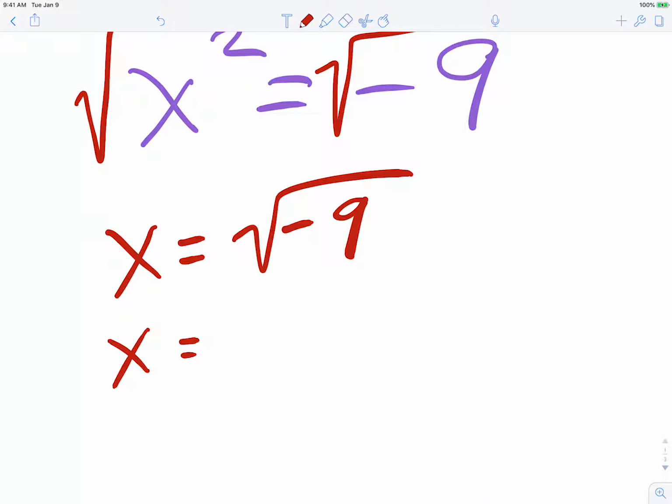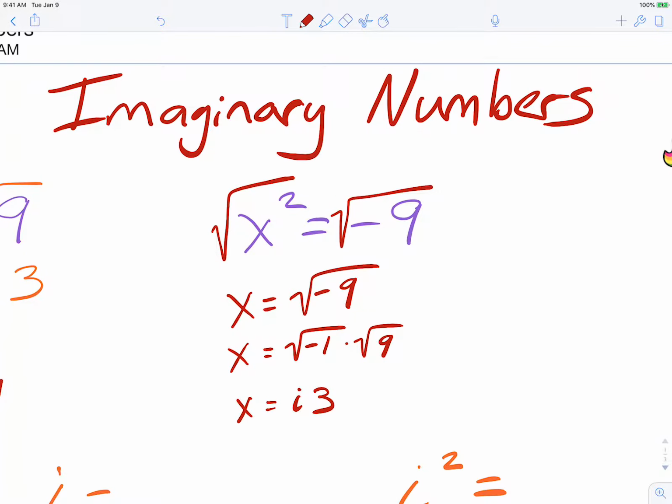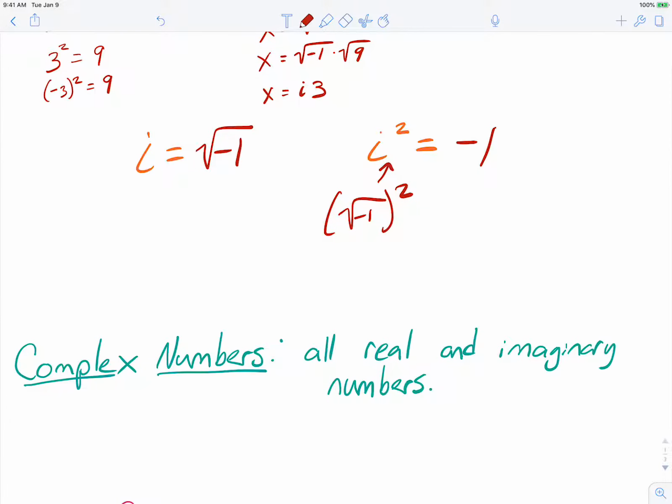So the square root of negative 9 can be separated into the square root of negative 1 times the square root of 9. We know the square root of 9 is 3, and the square root of negative 1 is what we call i, for imaginary. So i is the square root of negative 1. Now if we squared i, or squared the square root of negative 1, we would get negative 1. So two imaginary numbers can also be multiplied together, and they equal negative 1.